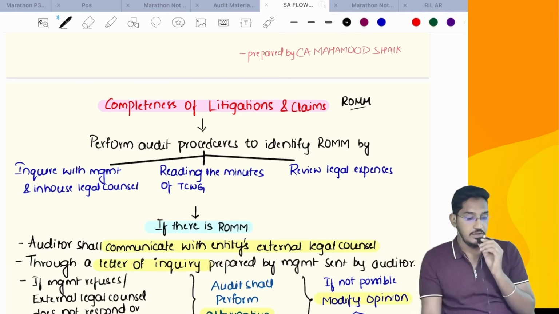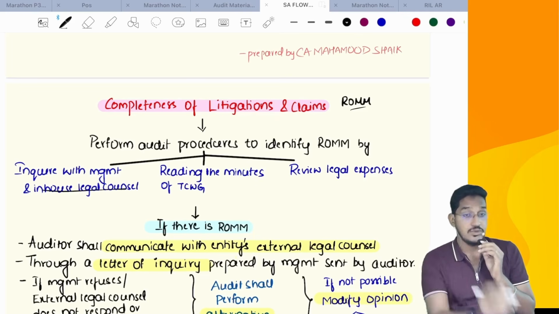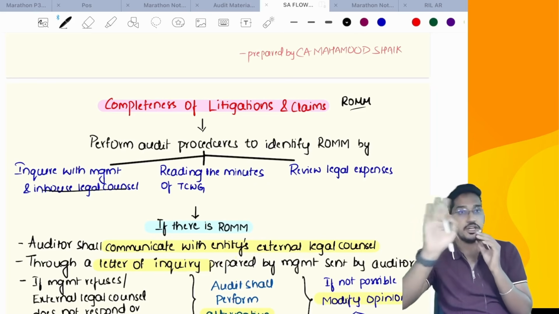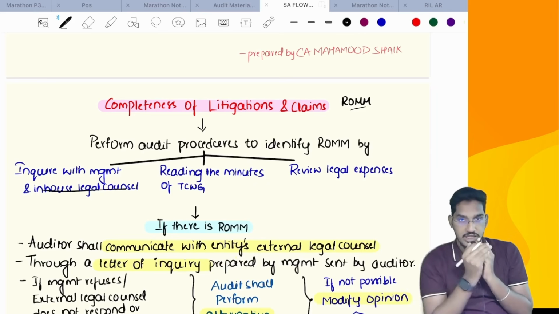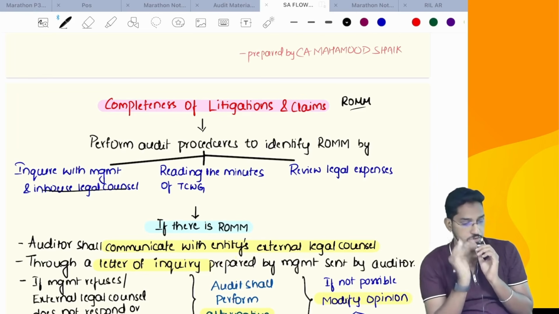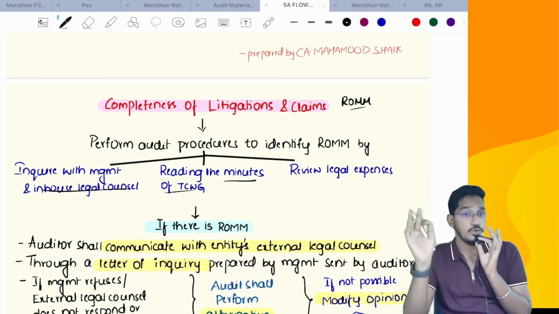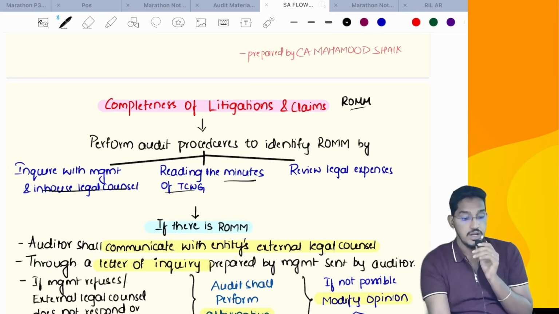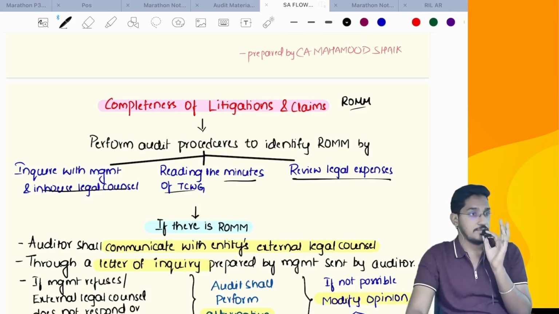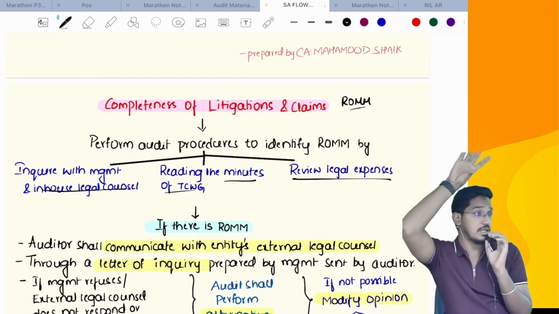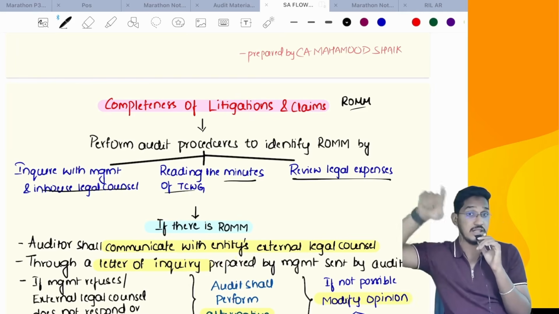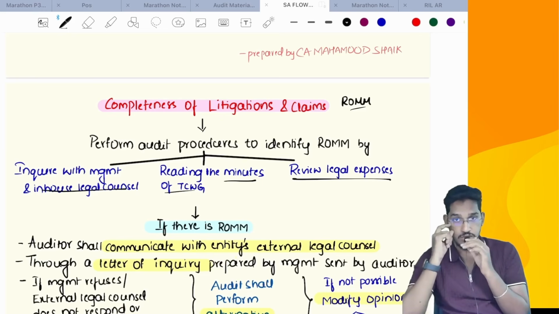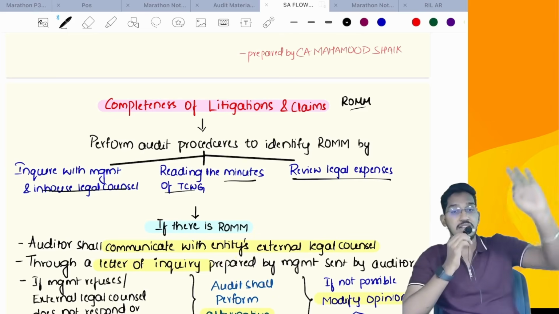They are saying 3 things you need to perform first. What is that? Inquire with the management and in-house legal counsel, the internal legal department. Go and ask them: Sir, did you completely disclose all the litigations and claims? Go and talk with the legal team also. Then read the minutes of those charged with governance. Top level management might have conducted meetings; go through the minutes. Third, review legal expenses. What are the legal expenses in the current year, and in the past year? Do the comparison. If there is any significant increase, there should have been new cases; check whether that has been disclosed or not. Clear?